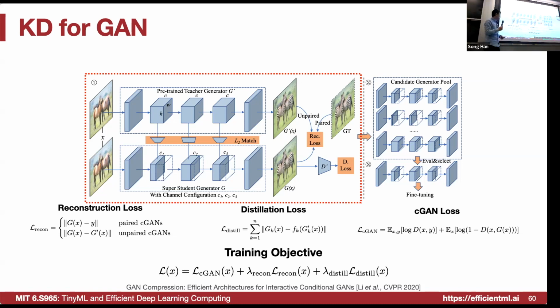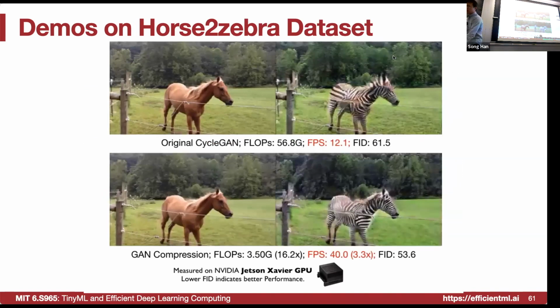Okay. So altogether, we have 3 losses. The reconstruction loss, to minimize the distance. Here we are turning a horse into a zebra, so the student model can get a zebra. This is the ground truth, and we try to minimize this reconstruction loss. We also minimize this distillation loss, to match the intermediate feature maps. And we also have the conditional GAN loss like before. We use these 3 loss functions to train it together.